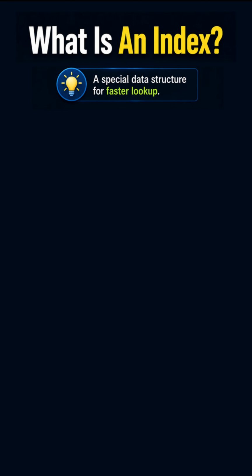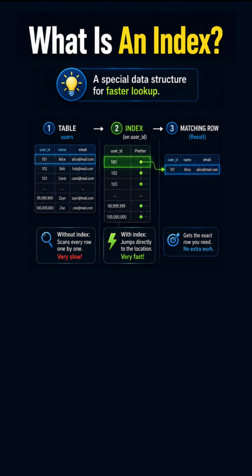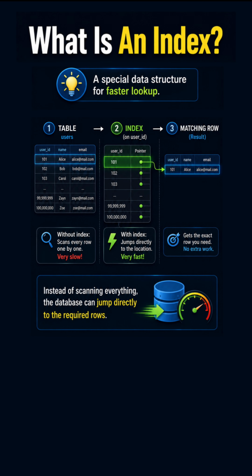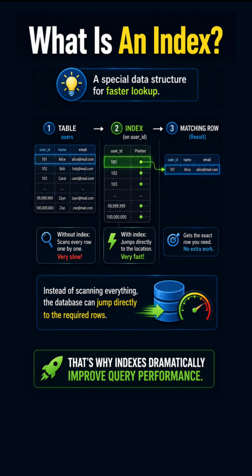What is an index? An index is a special data structure that helps the database locate rows faster. Instead of scanning everything, the database can jump directly to the required rows. That's why indexes dramatically improve query performance.